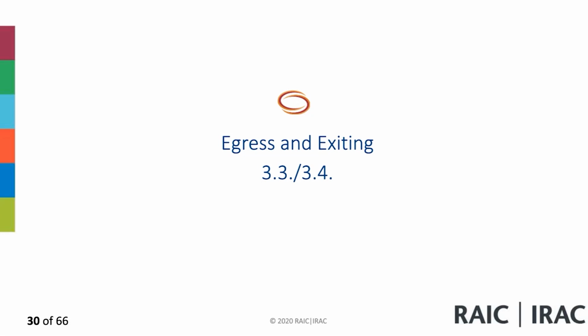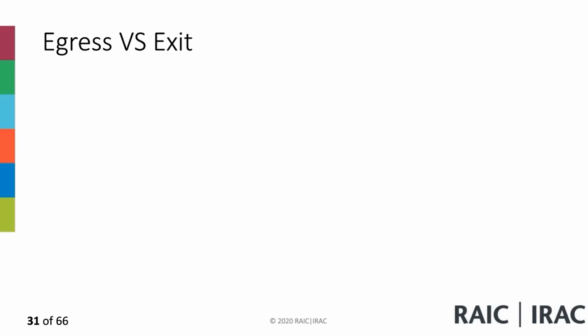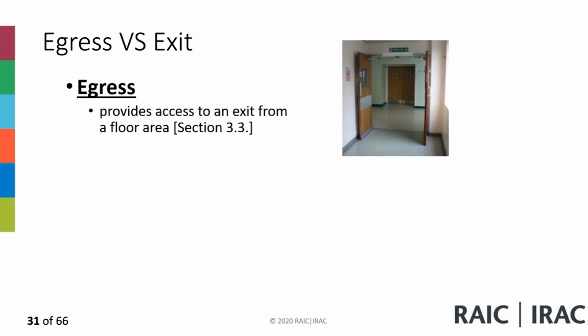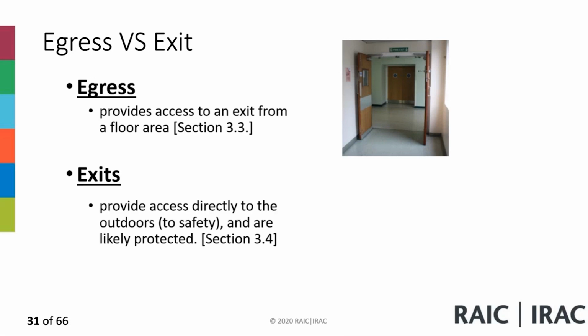We slightly looked at exits for corridors yesterday, but we're going to take a look at 3.3 and 3.4. 3.4 is related to exits. 3.3 looks at the floor areas and it has provisions for exits. So the egress provides access to an exit from a floor area. And for this one you have to go to section 3.3 to look at the provisions for egress. So we are within the floor area and we access an exit.